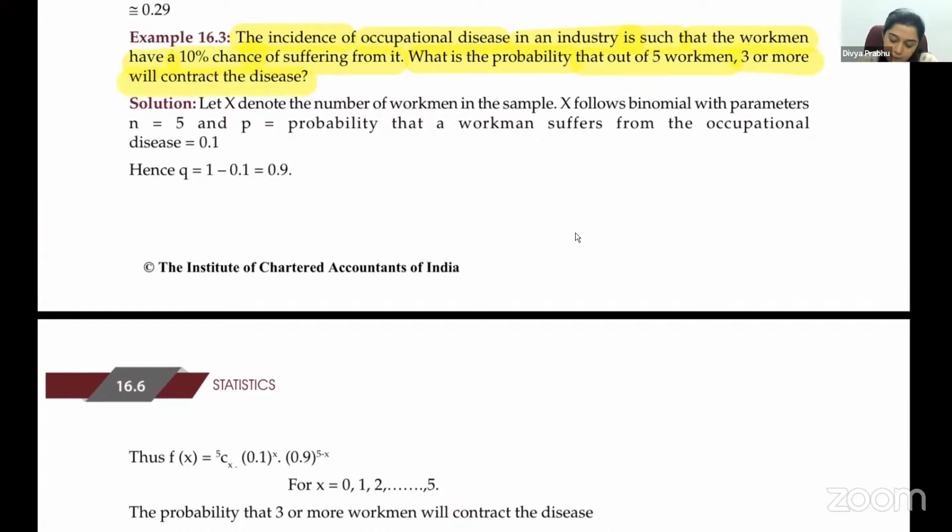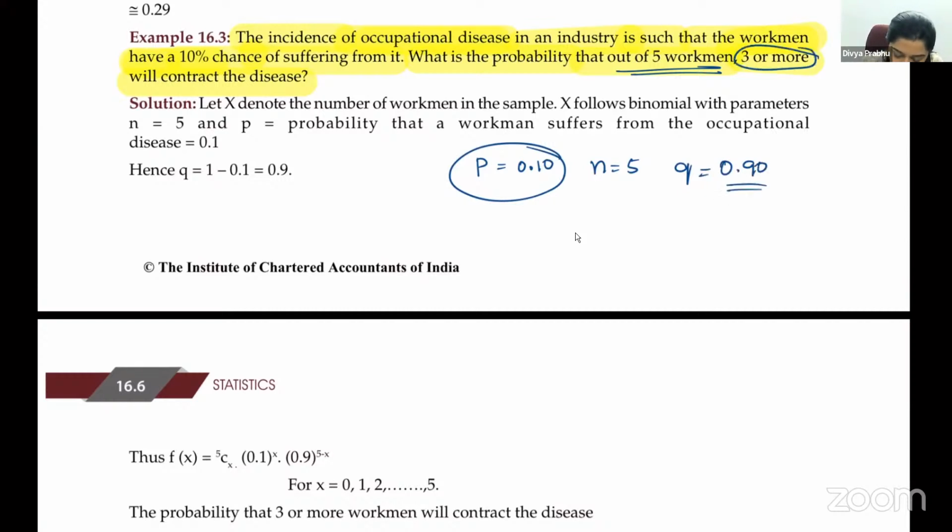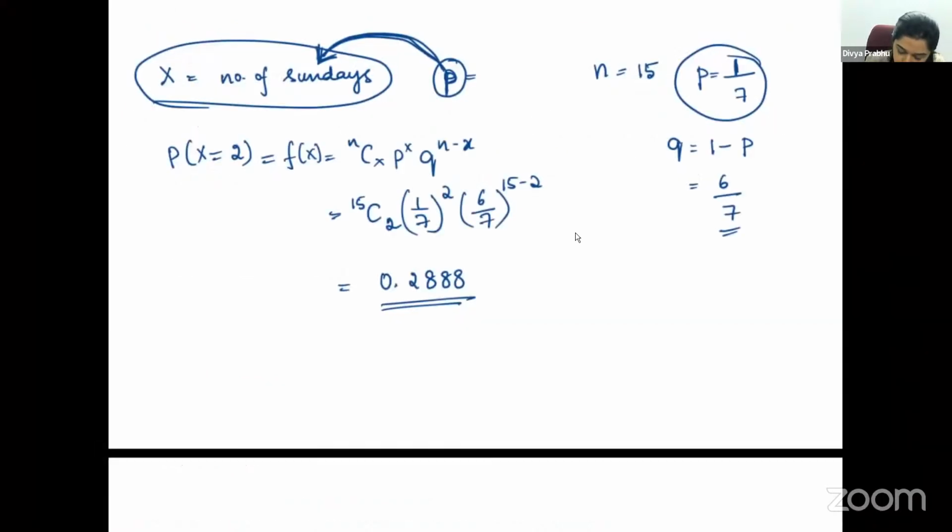First of all, they are saying the occupational disease in an industry is such that the workmen have 10% chance of suffering from it, which means that probability is equal to 10%, which is 0.10. Correct? Then out of 5 workmen, which means n is equal to 5. These are the two things which we want. Once you get P, I can calculate Q. Q is equal to 0.90.